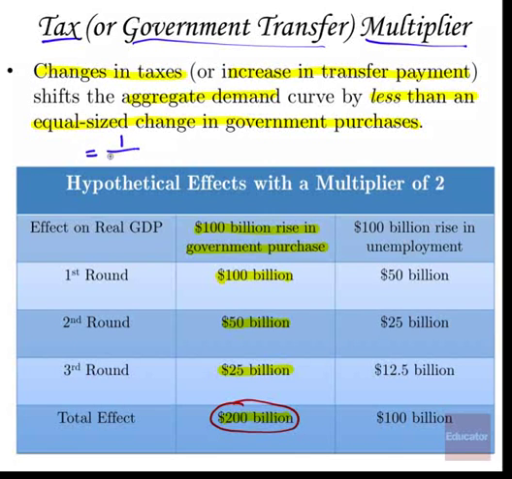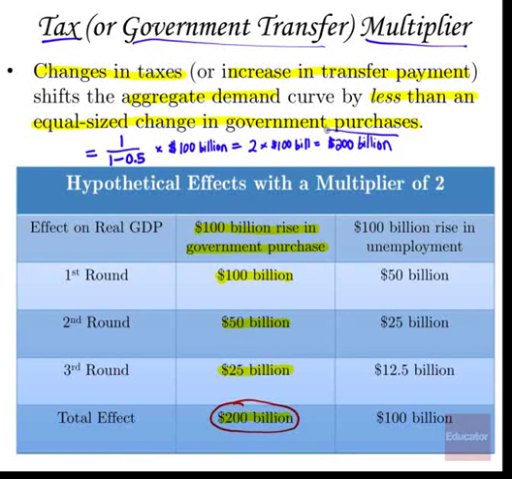1 over 1 minus MPC. Now, I didn't tell you what the MPC is, but you can figure it out because the multiplier is 2. 1 over 1 minus 0.5 is going to equal 2, times the increase, which is $100 billion. And so you have 2 times 100 billion equals 200 billion. So the increase using the government multiplier, or the spending multiplier, is a total increase of $200 billion into the economy.